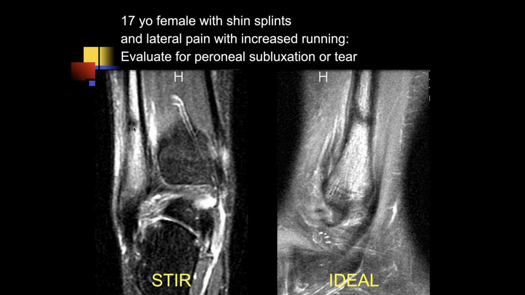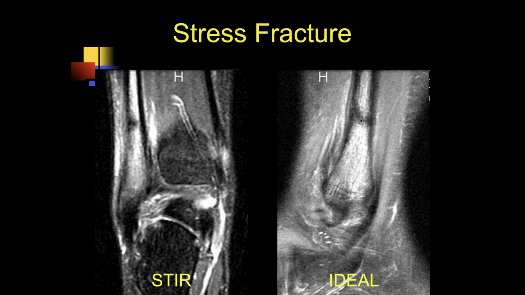Posterior on this image is certainly abnormal. There is real edema. So what do you think this is? I think this is a stress fracture of the fibula. Yeah, exactly. Good.